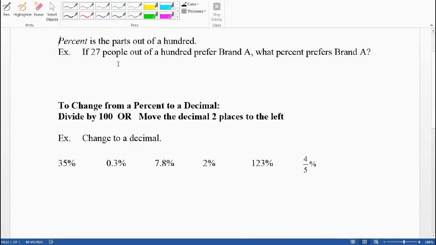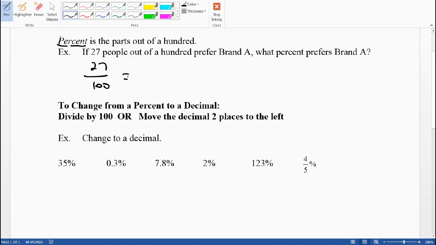Percents. You're probably familiar with percents, but did you know that the word percent comes from two words, per, which means to divide, and cent? There's 100 cents in a dollar. So it's the parts out of 100. So for example, if you have 27 people out of 100, what percent prefers brand A? Well, that 27 is out of 100.